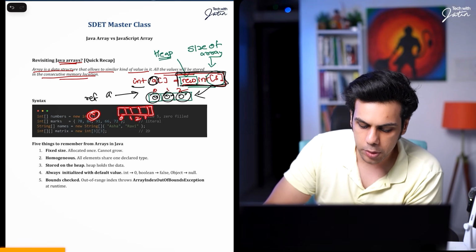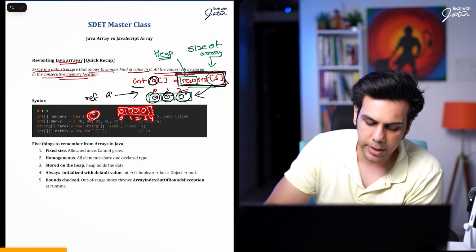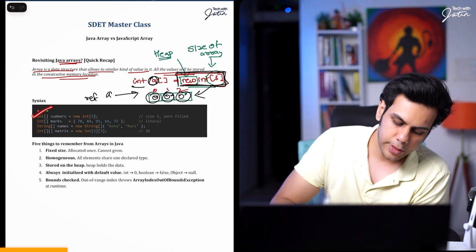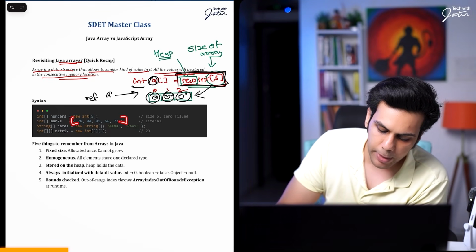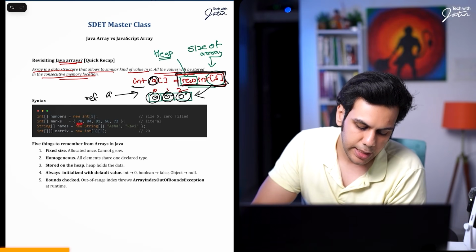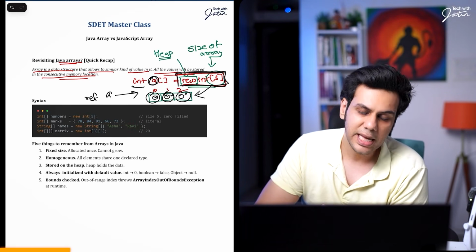0, 1, 2, 3, 4. 5 memory locations. And all these memory locations will be initialized with the default value 0, 0, 0. Okay. This is one way of creating the array. The second way of creating the array was directly by giving the pre-filled values. So over here, 78, 84, 91, 66, 72. These are all integer values.